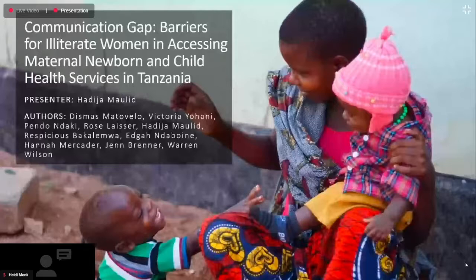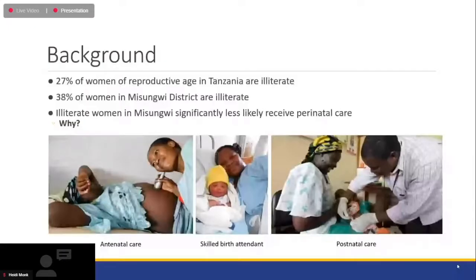Today, I'm going to present to you about communication gap barriers for illiterate women in accessing maternal, newborn, and child health in Tanzania. As all of us know, good communication is an important channel for success, for access to good and quality health services. In Tanzania, Swahili is the national language, an official language, and also the medium of teaching in primary school.